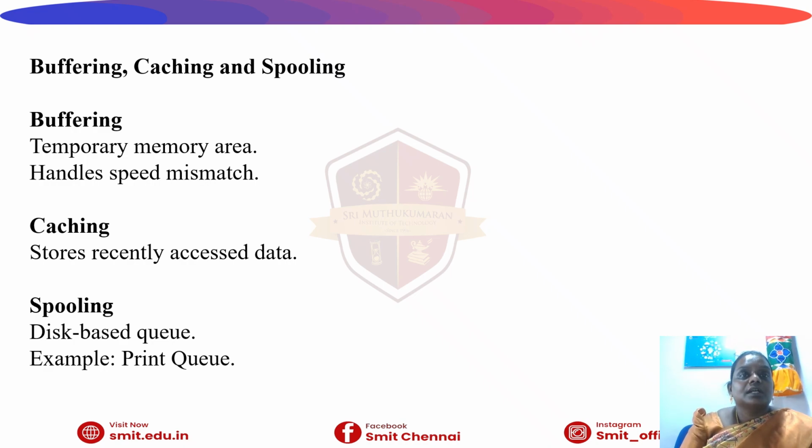Caching stores frequently accessed data in fast memory. The purpose of caching is to reduce access time and improve system performance. Examples: disk cache, file cache, and memory cache. Spooling stands for simultaneous peripheral operations online. It stores jobs in a queue for later processing. For example, a printer spooler stores print jobs before printing. The main advantages of spooling are that it allows multiple users and improves device utilization.